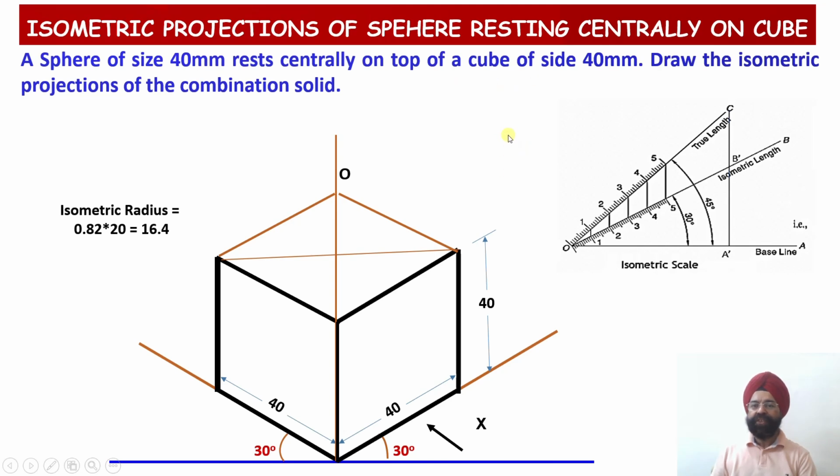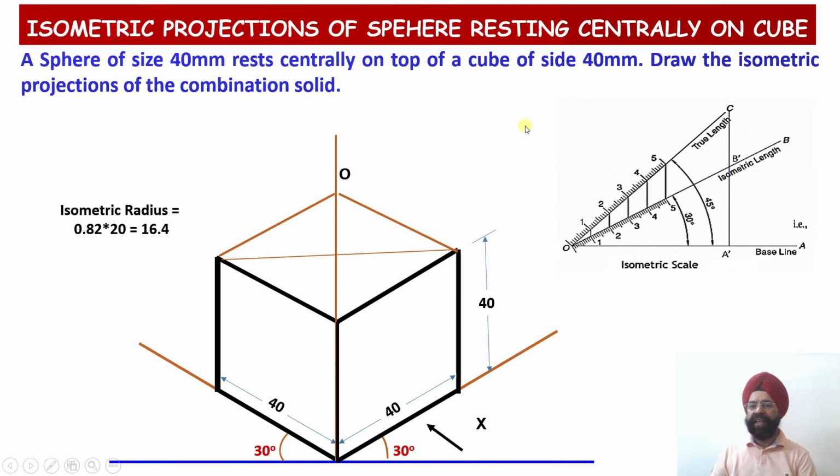But the radius of a sphere, it is a linear distance, because all the linear distances have to be plotted onto the true length, and the isometric lengths need to be obtained over there. So in this case, let us say this is my circle. In this circle, I have a linear distance which is equal to the radius of this particular sphere.